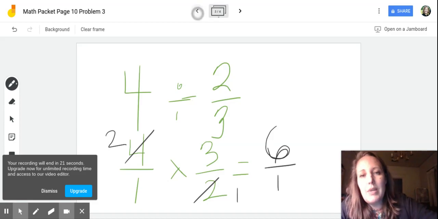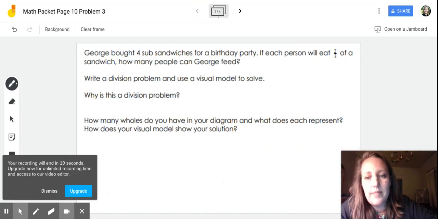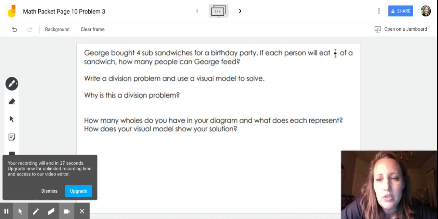So let's go back and make sure we answered all the questions here, right? We know it's a division problem. We know we have a visual model, and we have 4 wholes, and each of those pieces represents one of the thirds that is going to be eaten. And our visual model shows that solution because we are awesome.